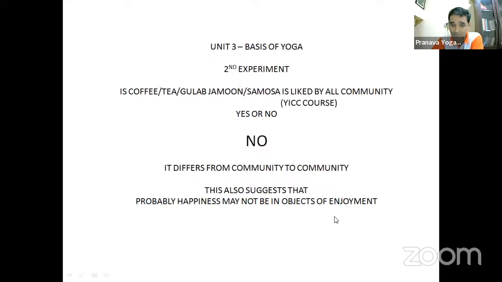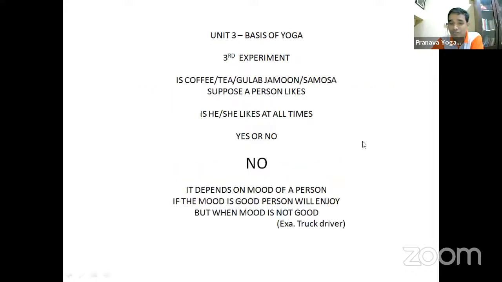The first experiment. Second experiment: is coffee, tea, gulab jamun, samosa liked by all communities? No, it changes from community to community, family to family. Yes or no? It differs from community to community. This also suggests that probably happiness may not be in the objects of enjoyment.